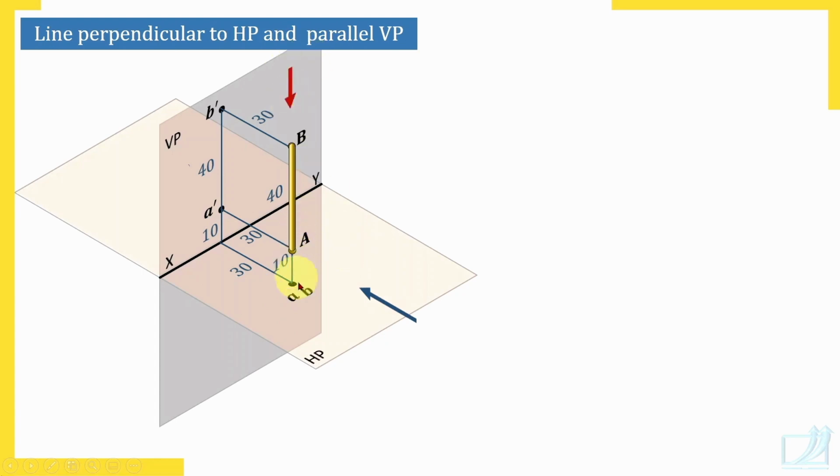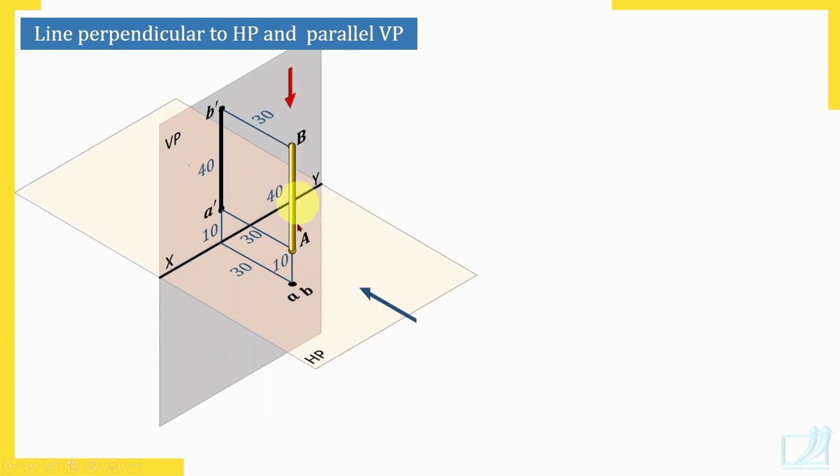And that is why we use this term true length. So what is length of line AB? 40 millimeters. And here front view of line AB shows its true length 40 millimeters. But top view says it is 0, or line AB just a point.